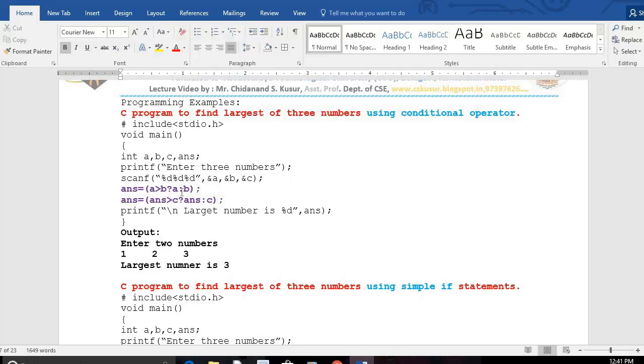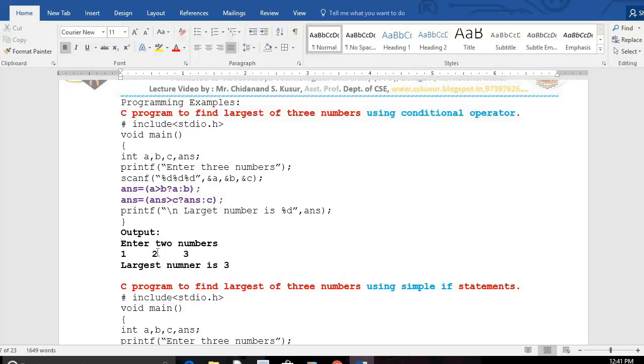First, I find the largest of the first two. Assume that I entered 1, 2, 3. 1 is greater than 2? No. No means 2 will be given. 2 is stored in answer.